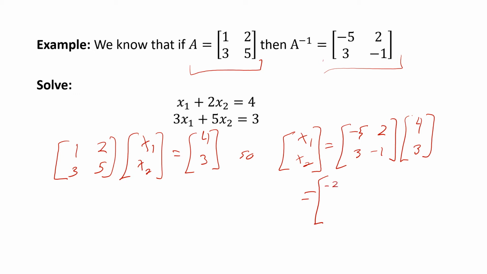That gives us minus 20 plus 6. It gives us 12 minus 3 over here.